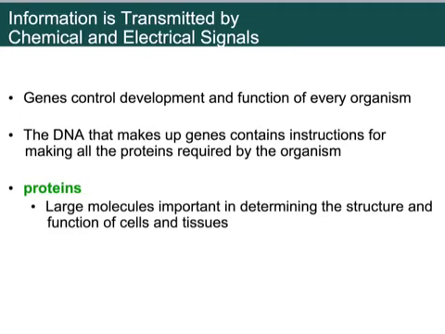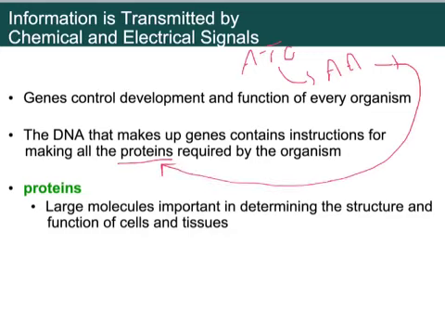So each of these genes contains instructions for proteins. Every three letters, like A, T, G, is going to make an amino acid, and you put a bunch of those together and you have a protein. I don't have to write it because I'm not a very good writer.